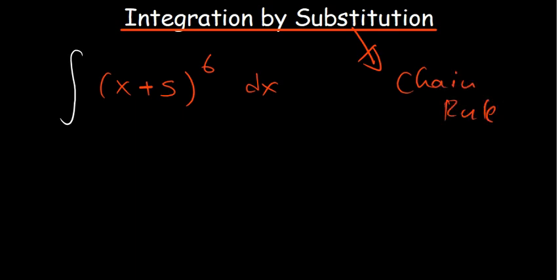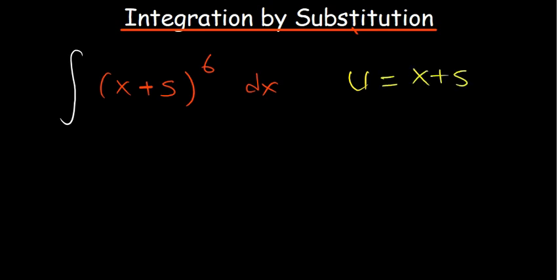So let's just get into it. What basically happens is we substitute by u as our preferred letter. In this case we'll look at what's in the brackets and equate it to u. So let u be equivalent to x plus 5. And then on our next step, for the integral, where what is in the brackets is, we're going to put a u and then the power 6. And then we have dx there.